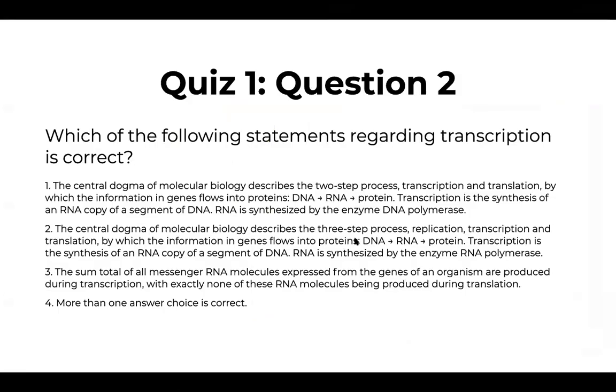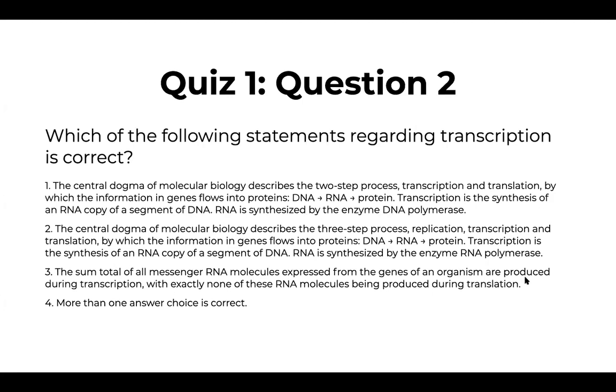So let's go through some of these questions. Quiz question number 1, if you already completed Transcriptomics 1, you have done this. Which of the following statements regarding transcription is correct? 1, the central dogma of molecular biology describes the two-step process, transcription and translation, by which the information in genes flows into proteins, DNA, RNA, protein. Transcription is the synthesis of an RNA copy of a segment of DNA. RNA is synthesized by the enzyme DNA polymerase. As you read through these answers, please put the number that you think is correct in the chat box.